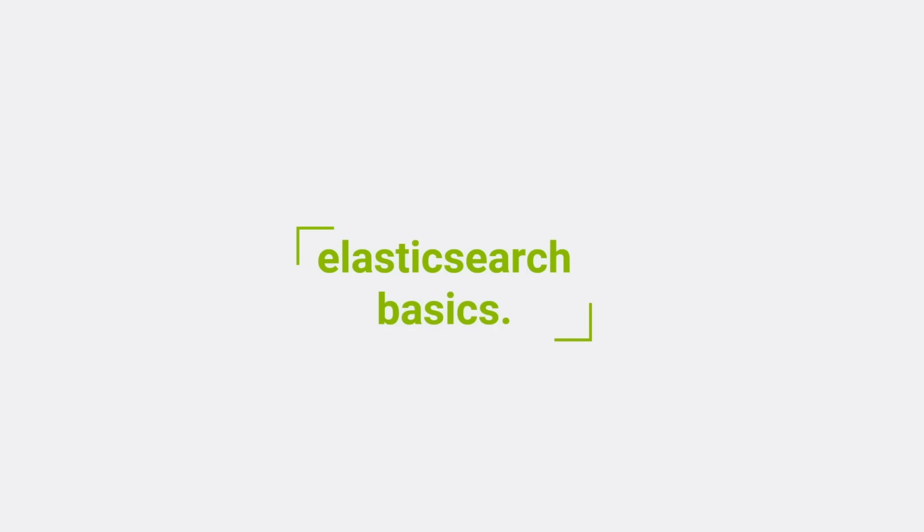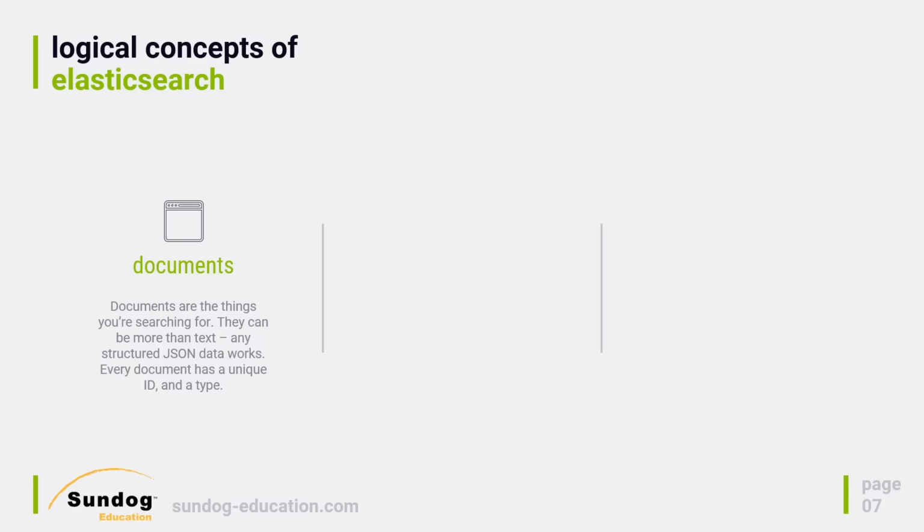So there are three main logical concepts behind Elasticsearch. The first is the document. So if you're used to thinking of things in terms of databases, a document is a lot like a row in a database. It represents a given entity, something that you're searching for. And remember, in Elasticsearch, it's not just about text. Any structured data can work.